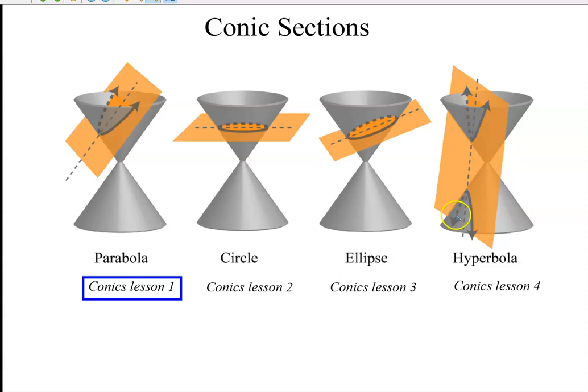Hyperbola is really 2 parabolas that open opposite each other. And so we're going to be learning the graphs of each of these, the equations for them. We're going to take a pretty deep study into all 4 of these conic sections, and then lesson 5 will be translations of these. And so let's get started with today's topic, the parabola.